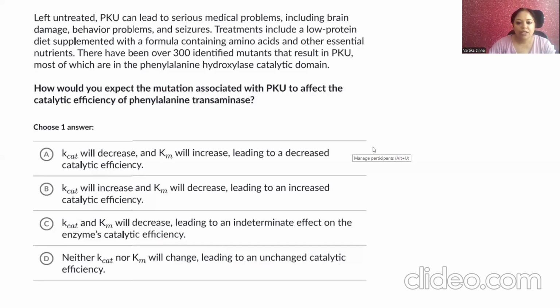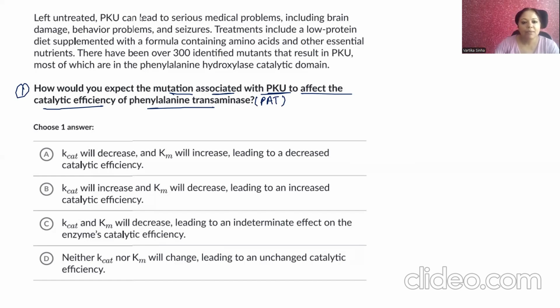Okay. Now, the first question is about how you would expect the mutation associated with PKU to affect the catalytic efficiency of the phenylalanine transaminase. They're talking about PAT and not the PAH, right? Phenylalanine transaminase being an enzyme or a protein, there are four options here, right? Like Kcat will decrease, Km will increase, and will decrease catalytic efficiency, and so on.